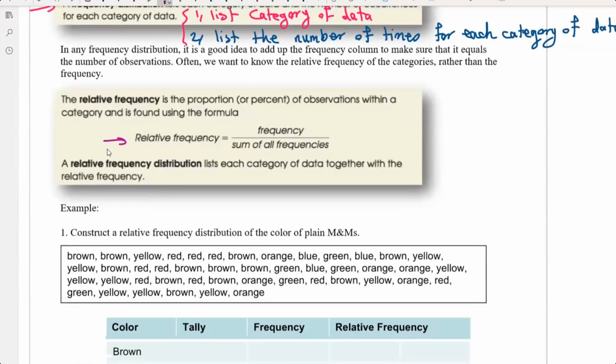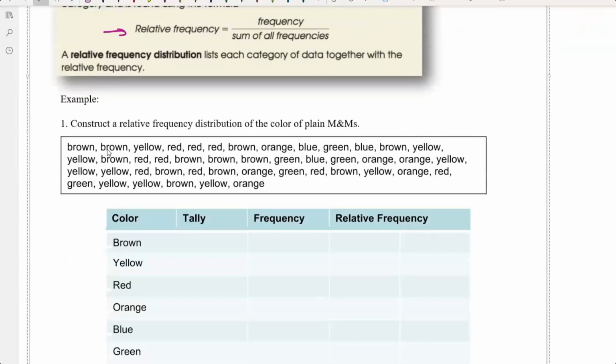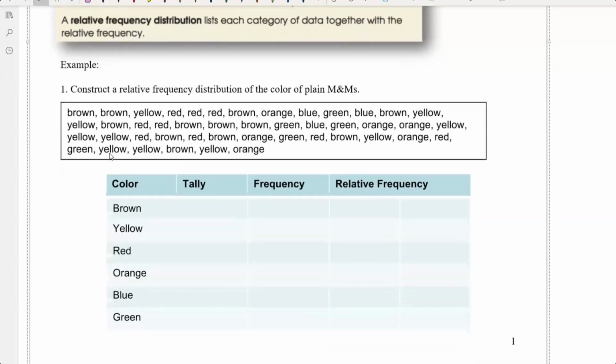Okay, so here is the example. Let's work on this one and find frequency and relative frequency. Here we have this table. So this is relative frequency distribution of the color of plain M&Ms. We have these colors on the first column. This is tally, frequency, relative frequency.